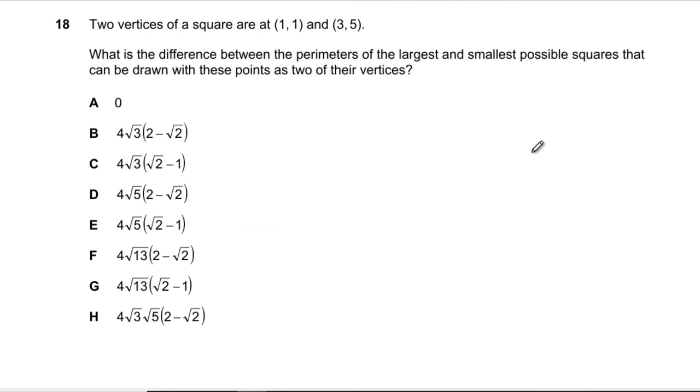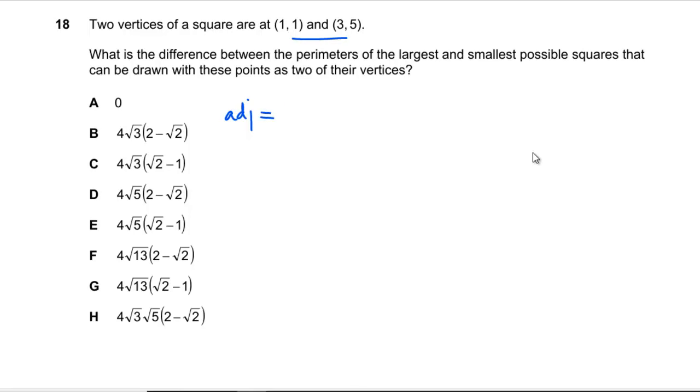Okay, 3 to go. Vertices of a square are at 1, 1 and 3, 5. What is the difference between the perimeters of the largest and smallest possible squares that can be drawn with these points? Well, if we're going to get the largest square, these will be adjacent corners, and the smallest square, they're going to be diagonal. So if they were adjacent corners, what are we going to have then?